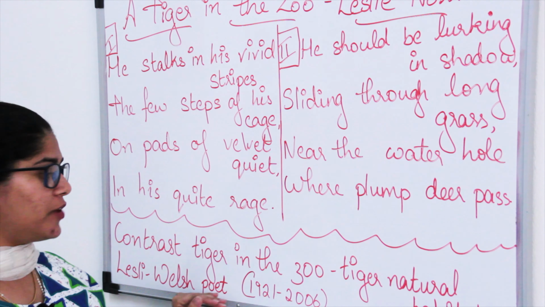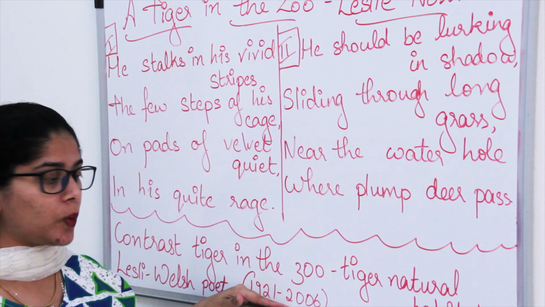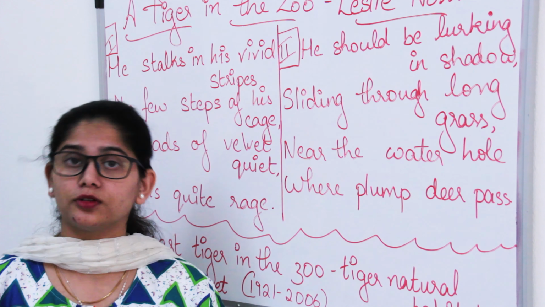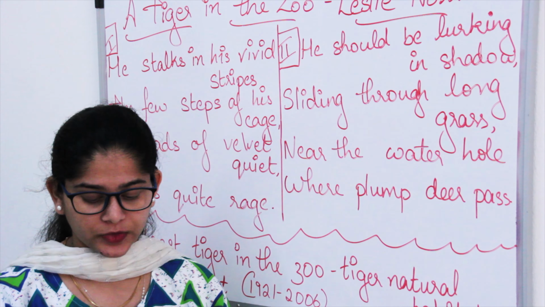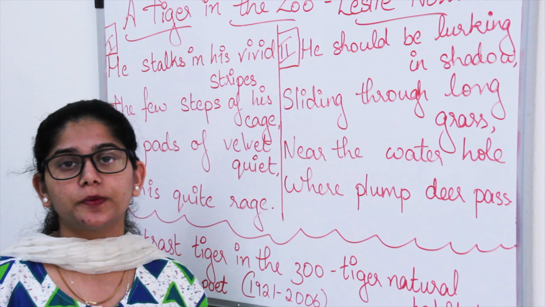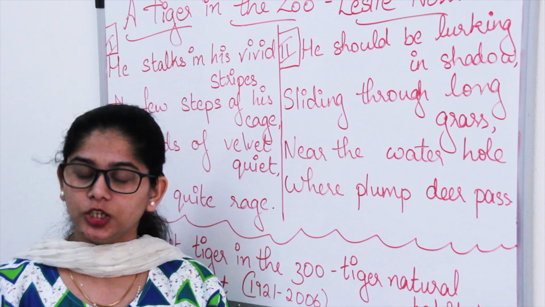Today I've chosen A Tiger in the Zoo written by Leslie Norris. Leslie Norris is a Welsh poet who lived from 1921 to 2006. He is not just a poet but also a short story writer. Leslie was also a person who used to teach in a lot of institutions, especially in the US.